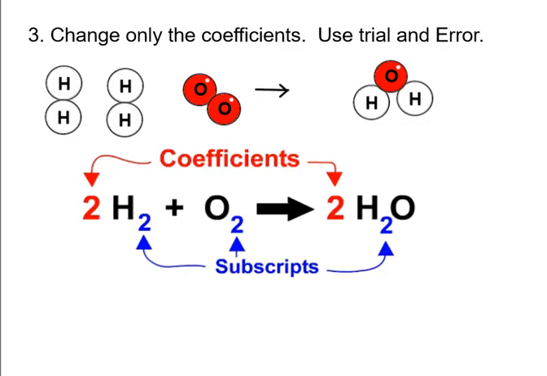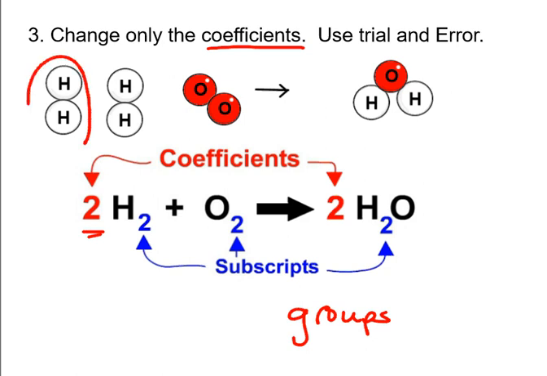What we do instead is apply multipliers. Multipliers are coefficients. They tell us how many groups we have. In this example, we can see that if we use 2 groups of those diatomic hydrogen molecules, 2 H2Os means 1 group, 2 groups. And 1 group of the oxygens, you'll get 2 groups of the water molecules.